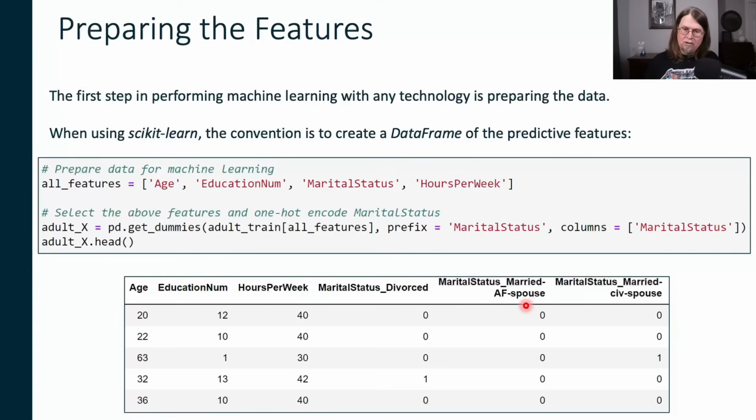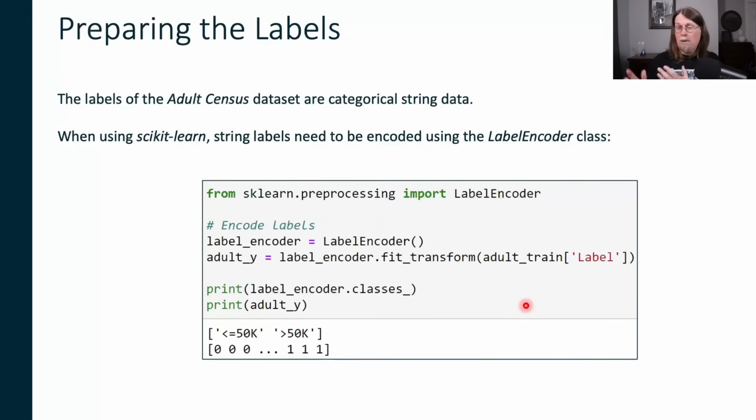Now here's what's really interesting though. You remember the labels? Our labels were also string values. Less than or equal to 50K, that's a string, or greater than 50K, that's a string. So once again, we also have to encode these, because they're string values. We can use a handy class from scikit-learn called the label encoder, and the label encoder will do this for us.